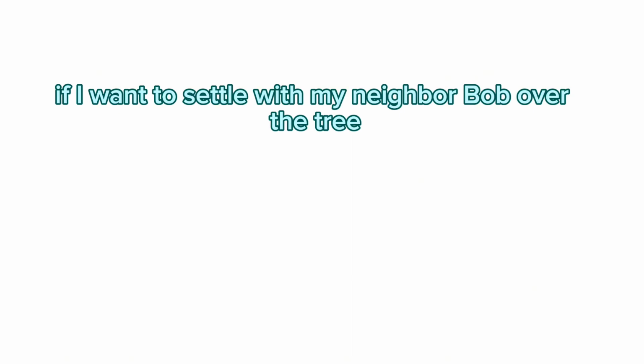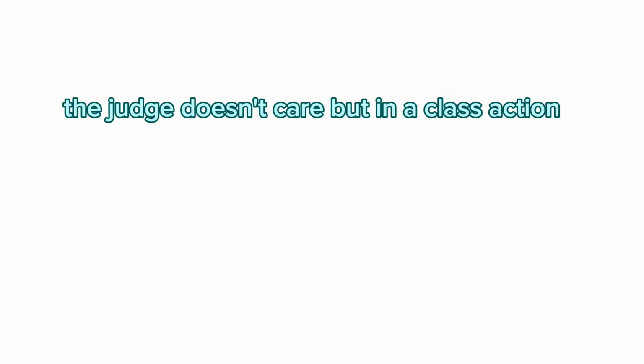Settlement. In a normal lawsuit, if I want to settle with my neighbor Bob over the tree, we just shake hands, sign a paper, and go home. The judge doesn't care. But in a class action, the judge cares deeply. Under Rule 23(e), the court must approve any settlement. They hold a fairness hearing to make sure the deal is fair, reasonable, and adequate for the class members.